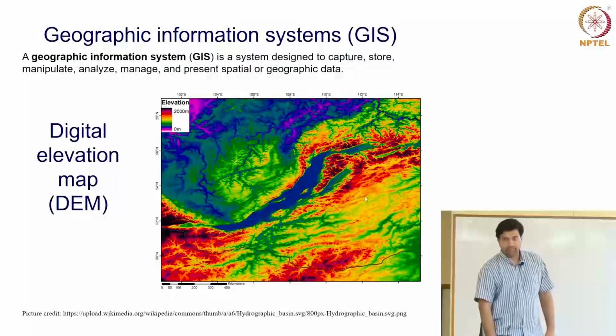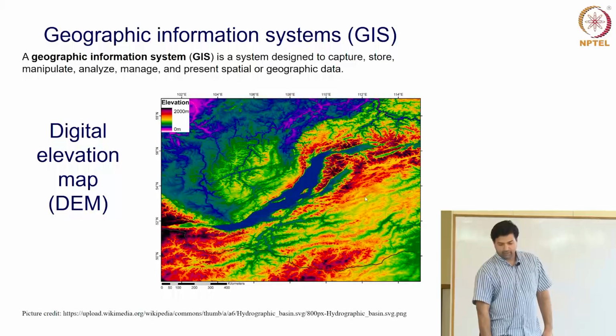So how do we find this watershed boundary? Using your digital elevation map. Your GIS systems, geographical information systems, allow us to do that. So let's do some quick math.